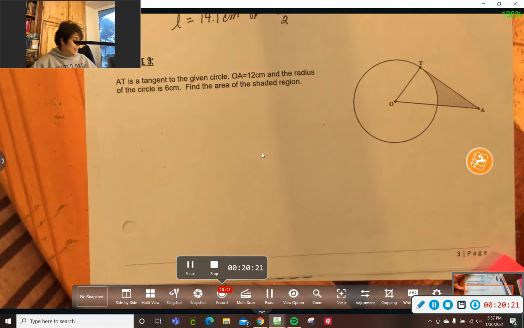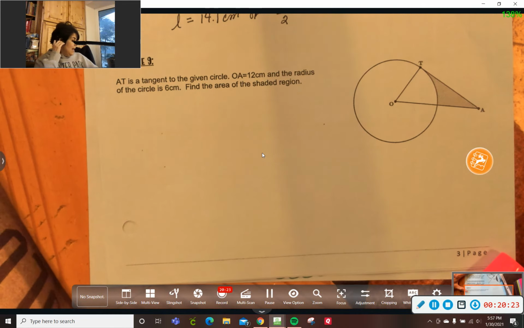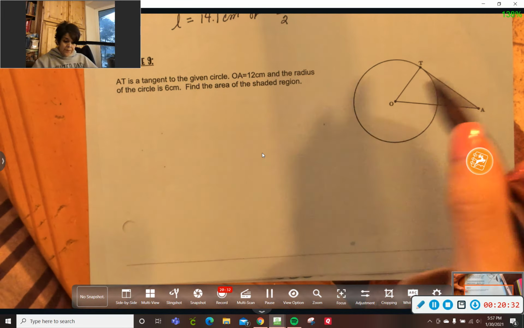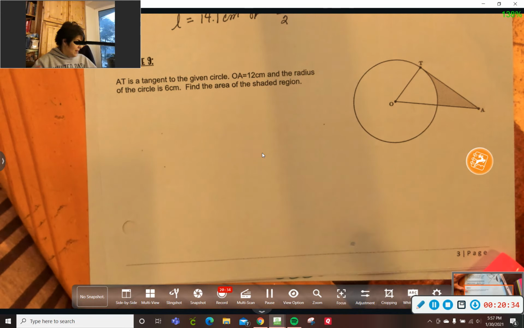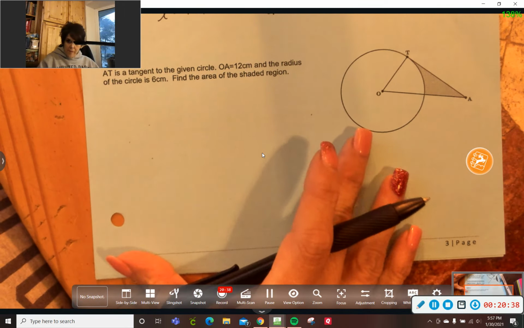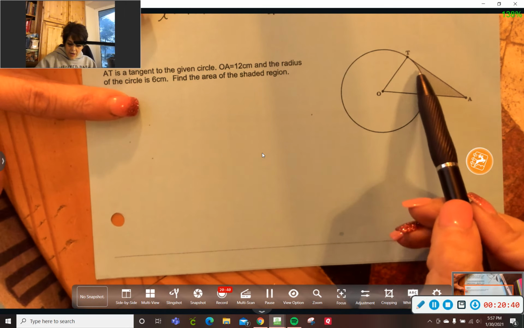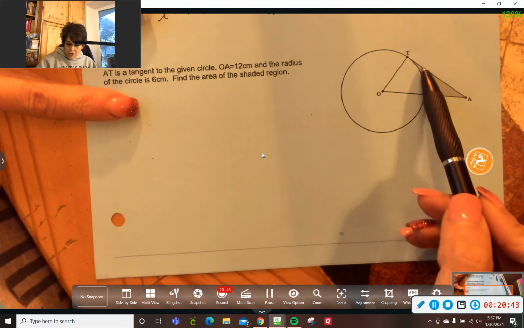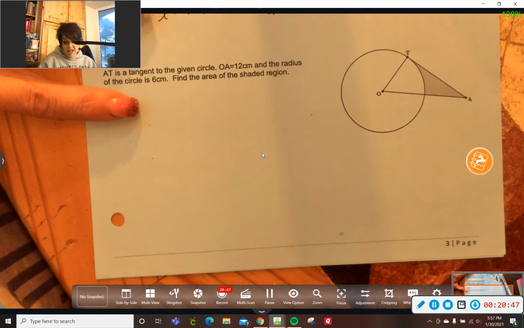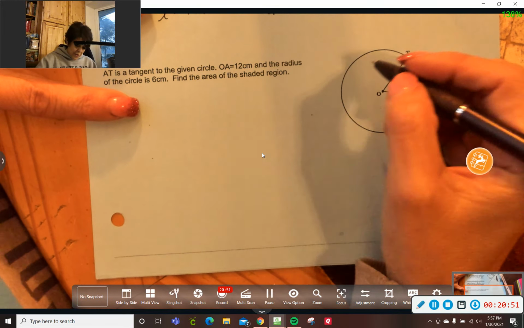All right, number 9. AT is a tangent to the given circle. OA is 12 centimeters, and the radius of the circle is 6. So I took this and I kind of labeled everything. Find the area of the shaded region. You're trying to find the area of this shaded region, which is kind of like the triangle, sort of, right?